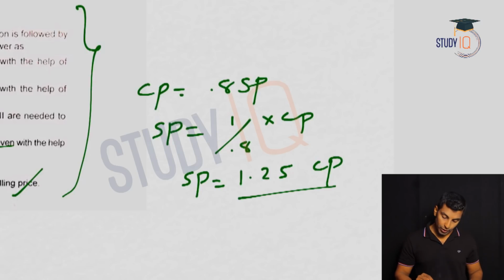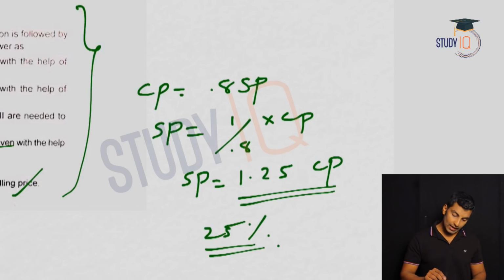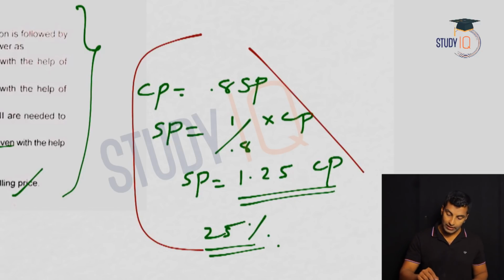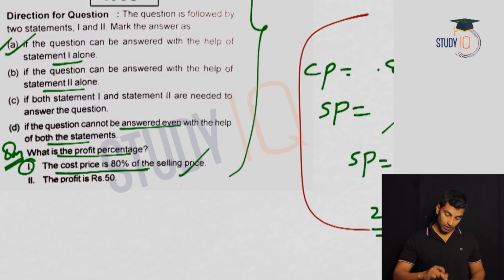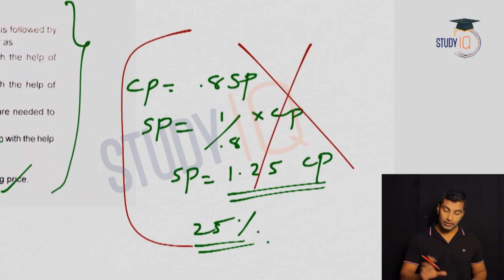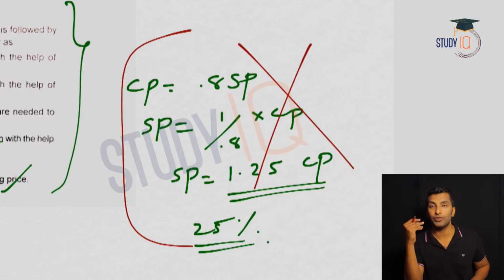Okay, so 1.25 of cost price means what percentage profit? 25% profit. And nobody is asking you to calculate this percentage. Don't waste time on this. Just to tell you that this is enough to calculate. You don't want to do all this calculation to know whether statement 1 is enough to answer the question or not.